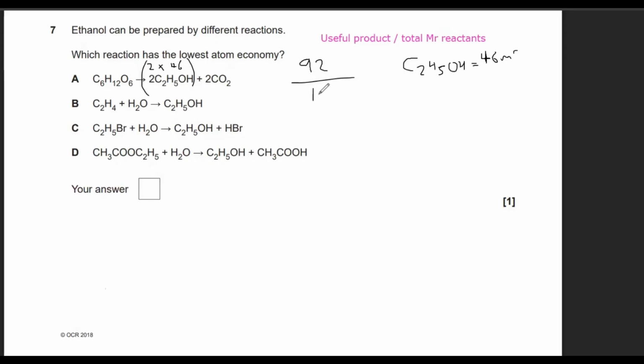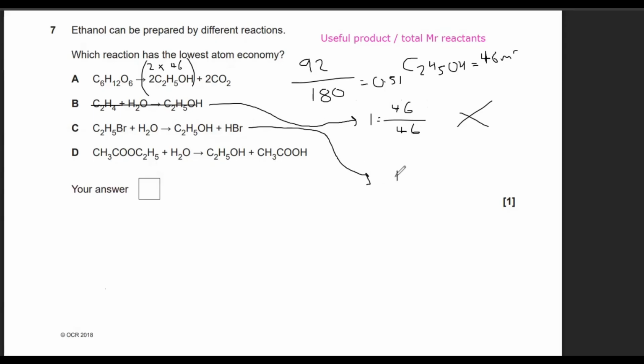And then glucose is 6 times 12, 72, plus 12, 84, plus 6 times 16, plus 6, whatever it is, 180, let's say, for glucose. So 92 over 180, and we get 0.51. And if you wanted to do it as a percentage, go ahead, knock yourself out, but I'm not going to bother. You could times by 100 if you want, 51%. This is 100%. There's only one product. It's the ethanol. It's 46 over 46. If you do ethene plus water, you get 46 MR. So it's 46 over 46. So that's one. So that's definitely not the lowest. At the moment, A is the lowest, which is 0.51.